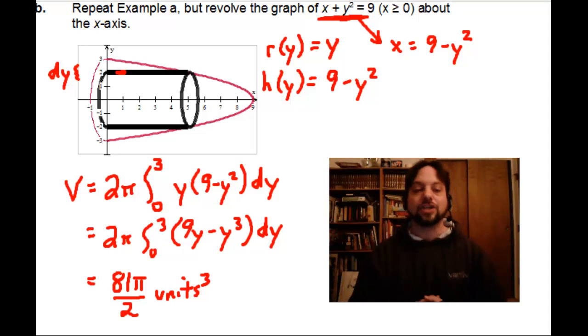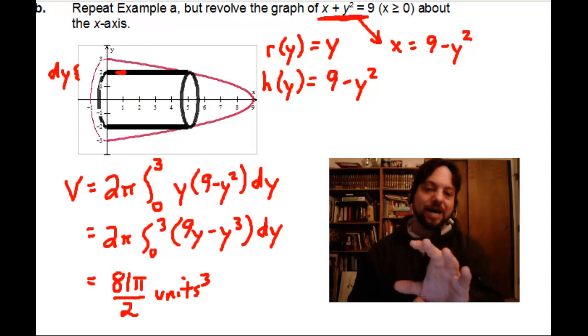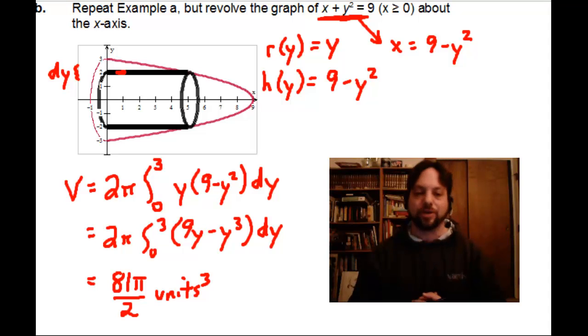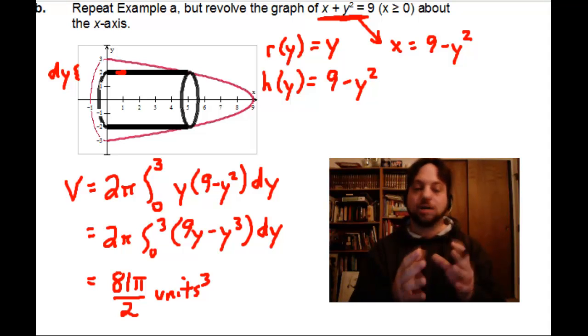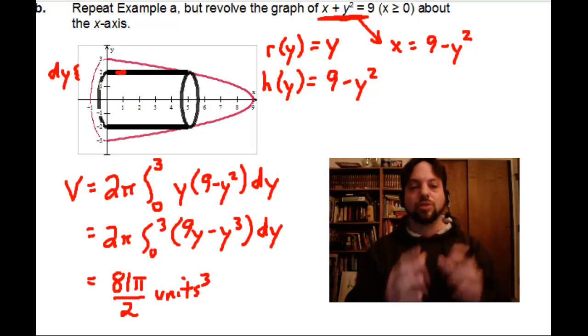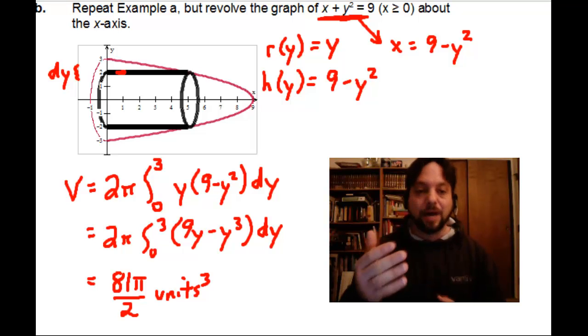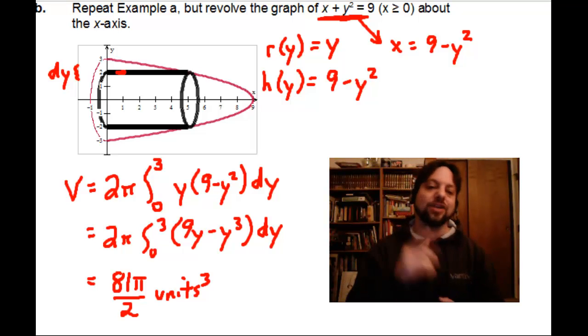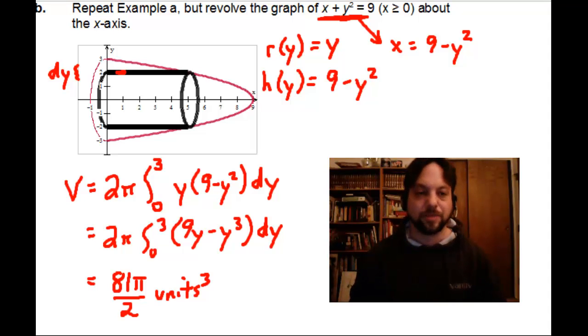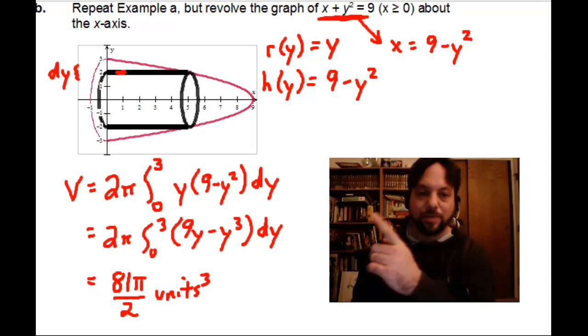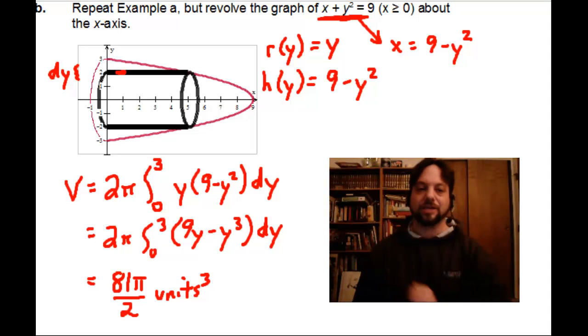So go ahead, give it a shot before we get there. Pause the video, try it out. To be honest, as long as you can set up your integral, the rest of it should be assumed to be okay. So jump to example C, try setting it up using the washer method, try setting it up using the shell method, and you determine which one is easier. When you're ready to see the solutions, go ahead and proceed with the video, and I will meet you on example C.